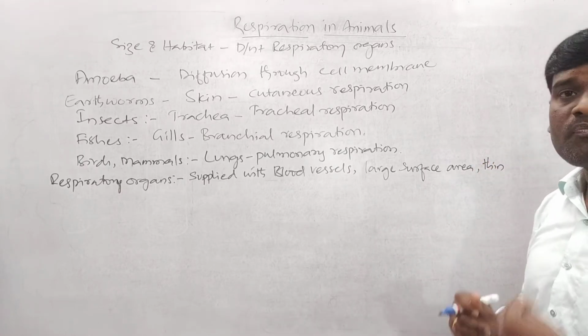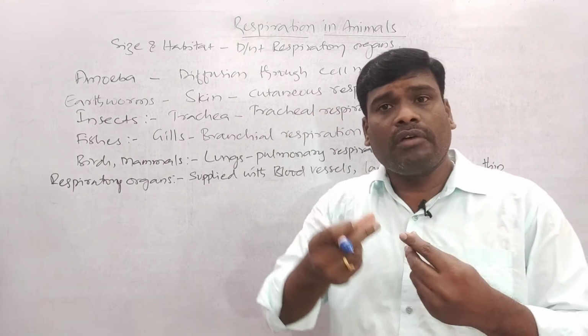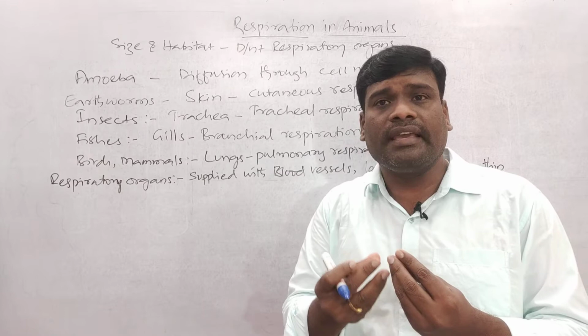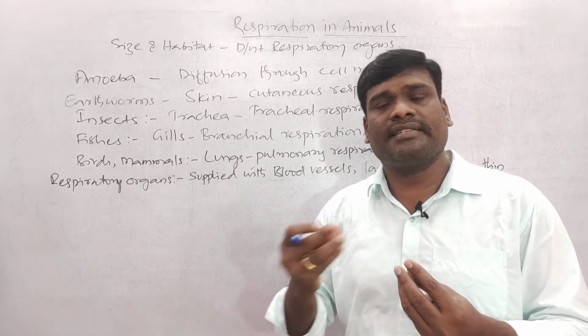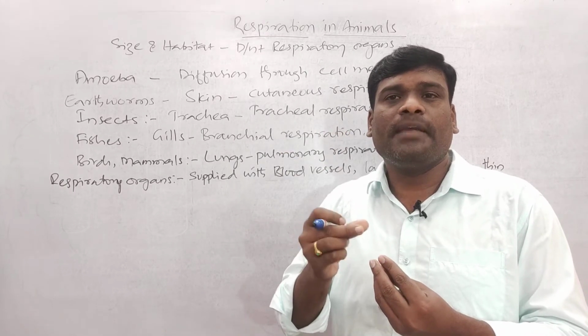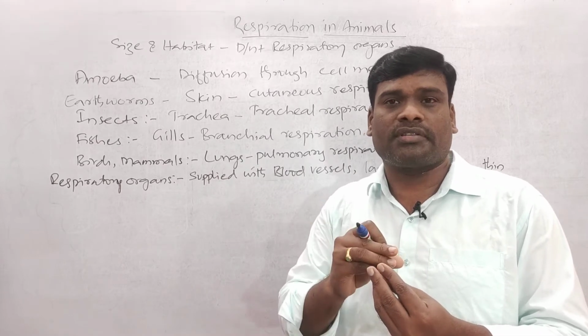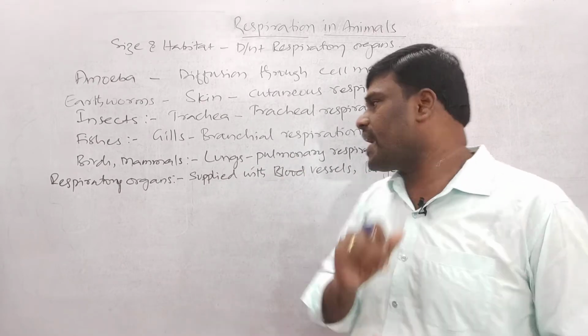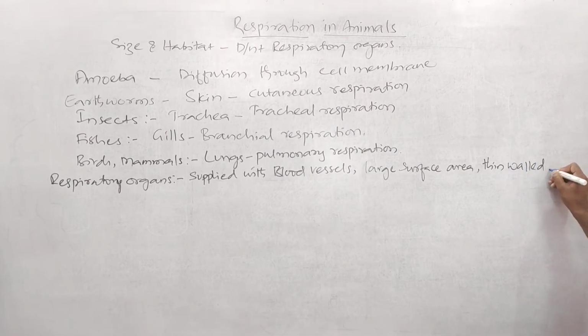Sorry. Which helps in the diffusion process. If the wall of the respiratory organ is very thin, then exchange of gases takes place easily. If it is very thick, then it will be very difficult to carry out what, children? The diffusion process, or the exchange of gases. Got it? So respiratory organs will be thin walled, children.